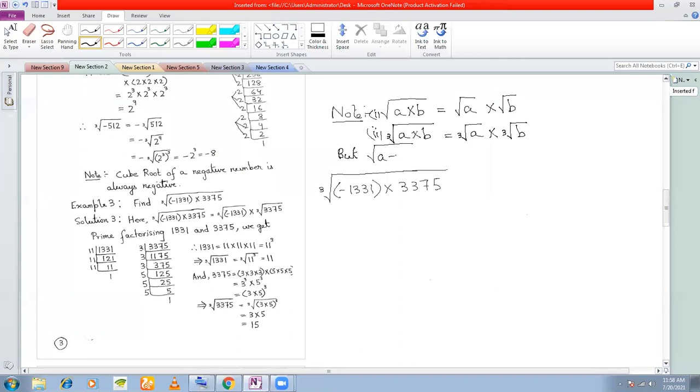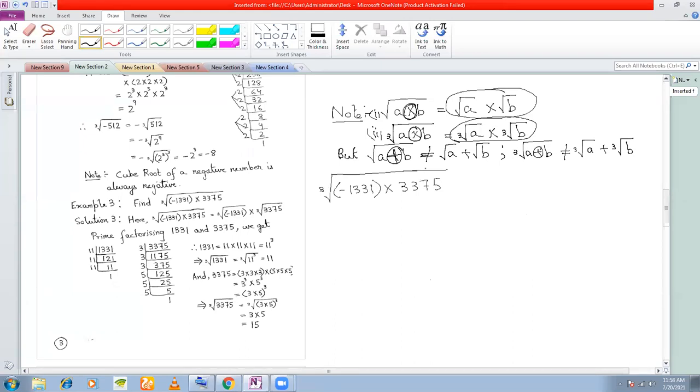But when I'm writing square root of a plus b, instead of multiplication sign, now I have a plus sign here. Then I cannot write this as square root of a plus square root of b. Remember this. This is very important. And it works for cube root also. When I have cube root of a plus b, I cannot write this as cube root of a plus cube root of b. Is this clear? Only if I have a multiplication sign here, only then I can write this in this manner. This will not work with a plus sign.